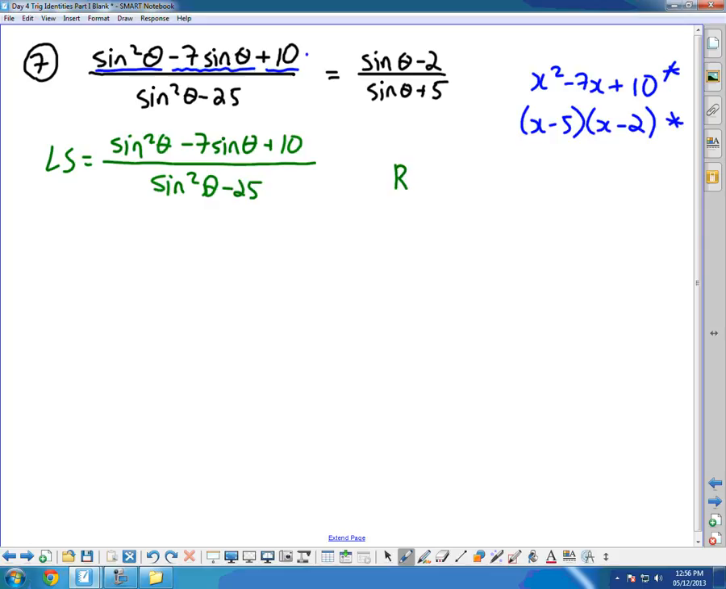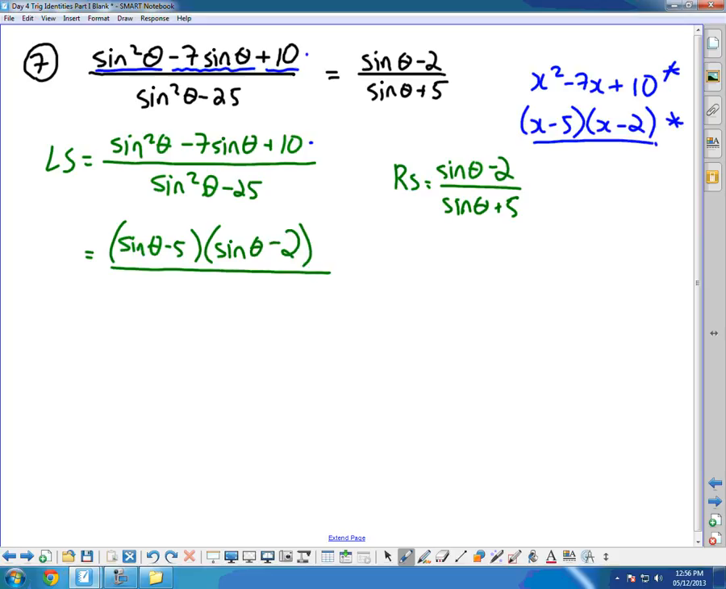And then the right side over here. So with this little factoring that I did, I know that this changes. So it's x minus 5. Of course, it's not x in the actual question, it's sine, so it turns into sine theta minus 5. And instead of x minus 2, it's sine theta minus 2.